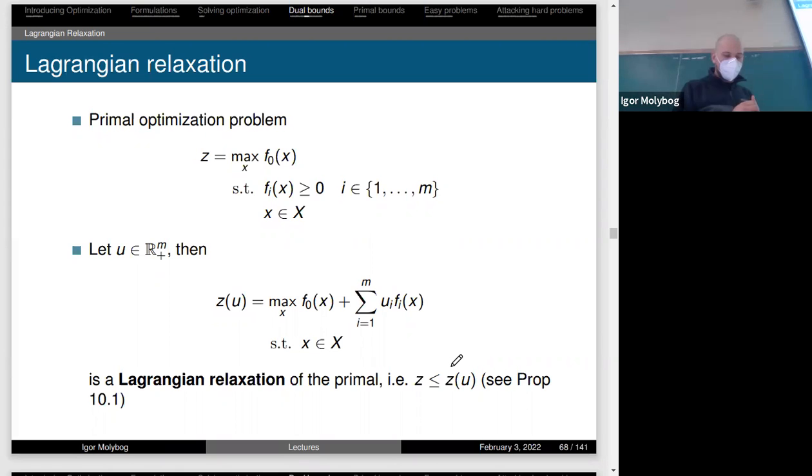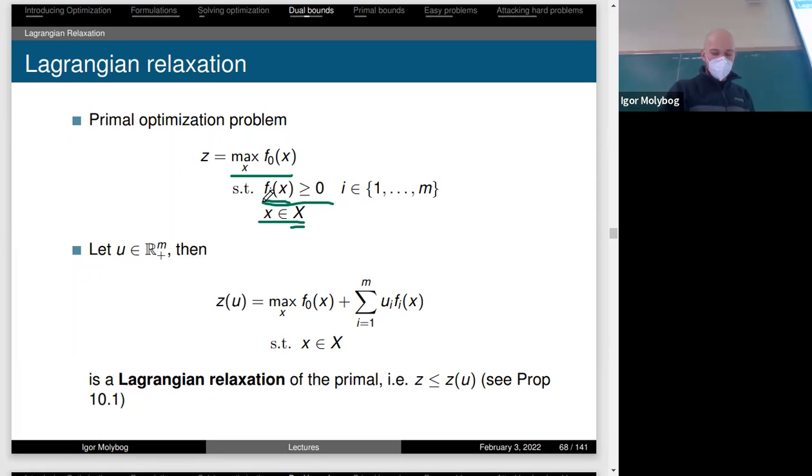And the second thing is that it can be done not only to integer programming problems or linear programming problems, but to virtually any kind of problems. Let's say that we are dealing with a problem of maximization of an objective f0, subject to a system of constraints that are given through functions fi, and also a constraint that x belongs to some capital X set.